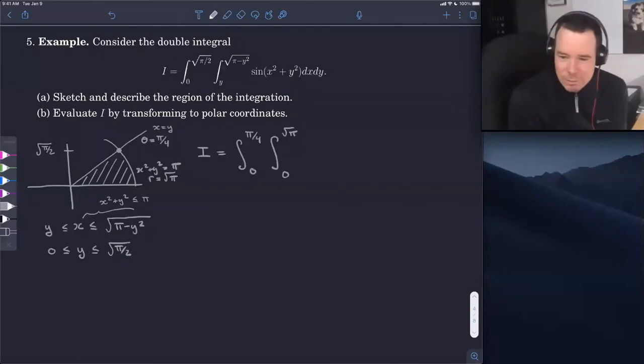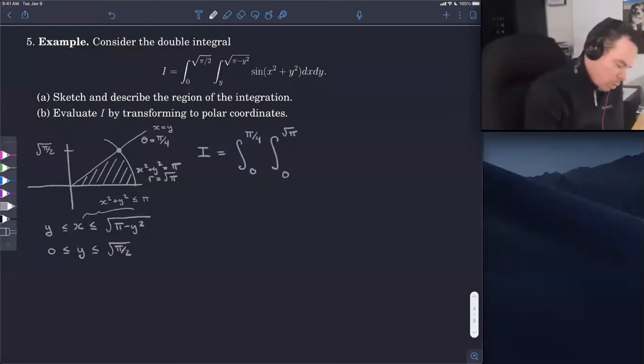And now we look at this and we say, oh, all the limits of integration are constant. That's because this is a polar rectangle. So what was a region that was tough to describe in rectangular coordinates is actually just a polar rectangle, so it's going to have constant limits of integration in the polar coordinate system. And then we continue on.